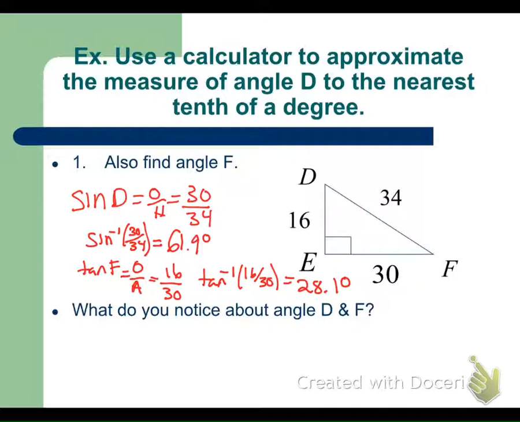What do we notice about these two angles? 61.9 and 28.1. We've talked about this before. What is that relationship, Carmen? They add up to 90. Yep, they're complements. They add up to 90.